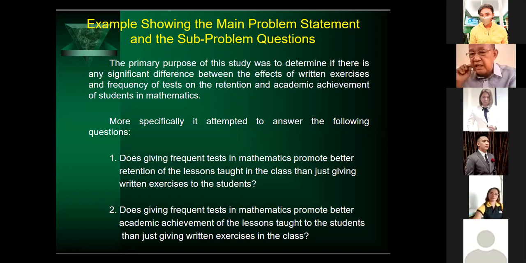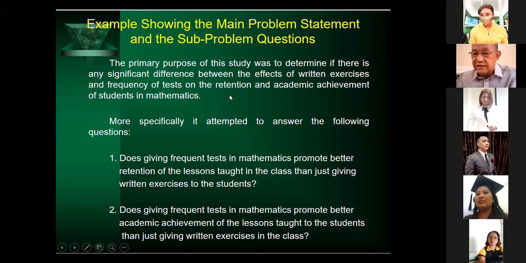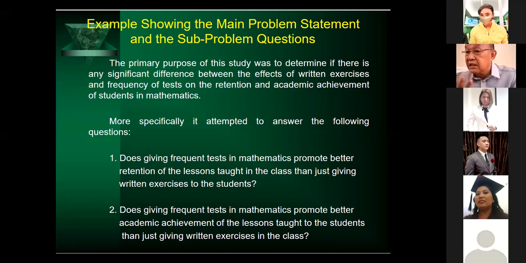And our dependent variable would be retention and academic achievement of students in mathematics. Retention rate and levels of academic achievement of the students. So at the very start, this must be clear to the researcher doing a quantitative study, para hindi magulo yung study nyo. Dapat you know what your key variables are. What are your IVs? What are your DVs? Better still, if you can identify the sub-variables for each.